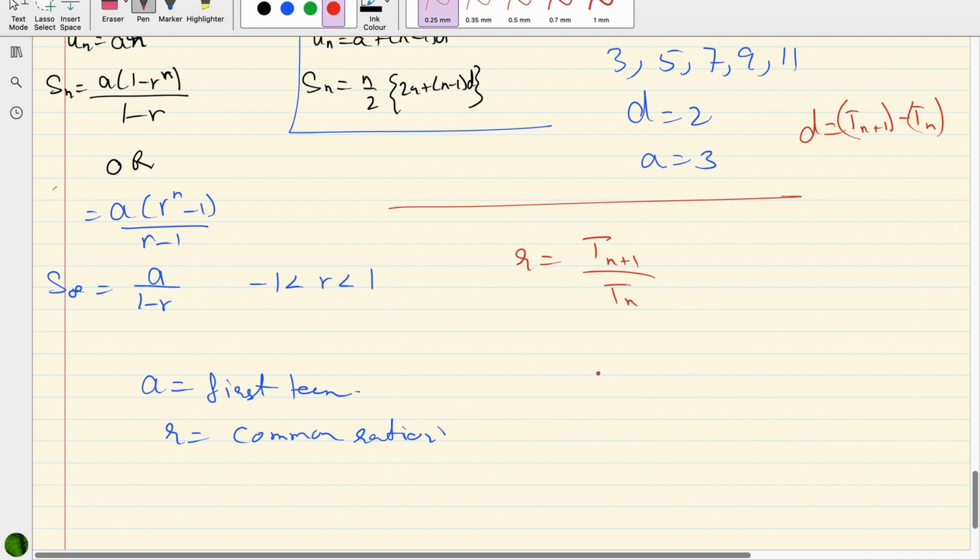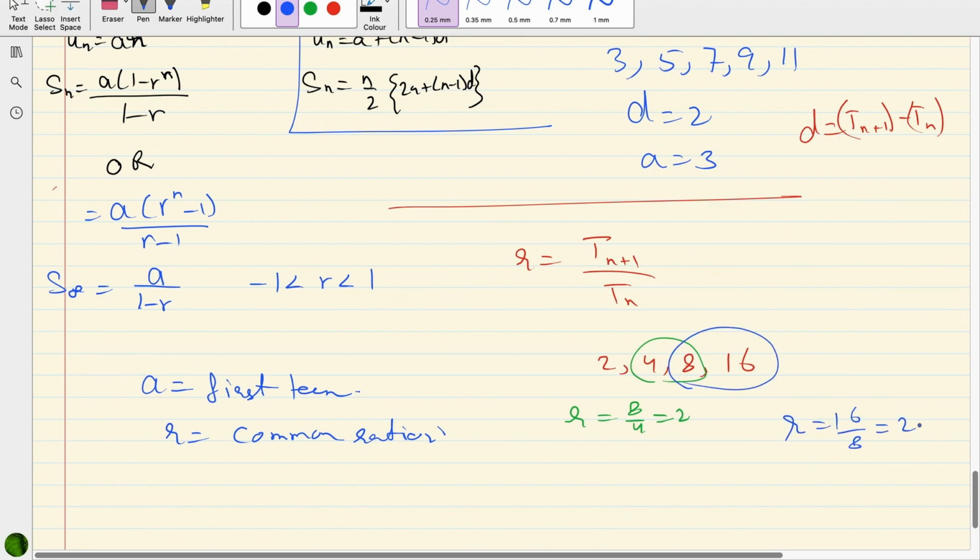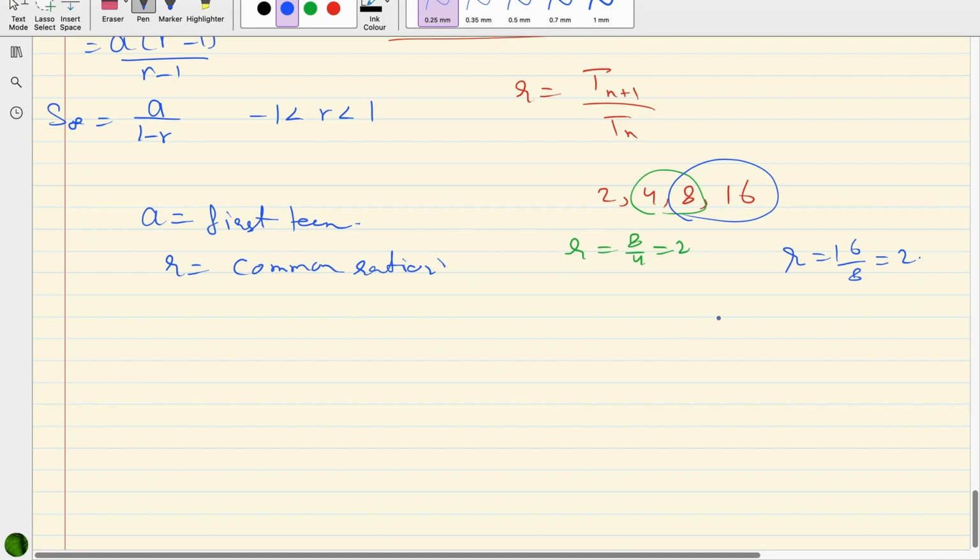For example, we have 2, 4, 8, 16. So we choose any of the two. r is equal to 8 by 4, that is 2. Or we can choose these two. r is equal to 16 by 8, that is 2. Which means every successive term is being multiplied by 2. So that is r. n is the same.